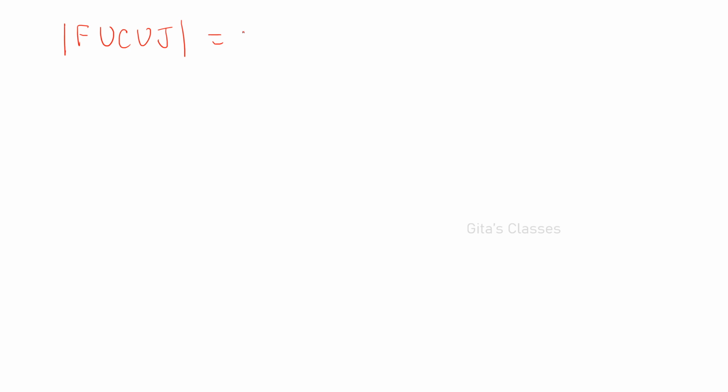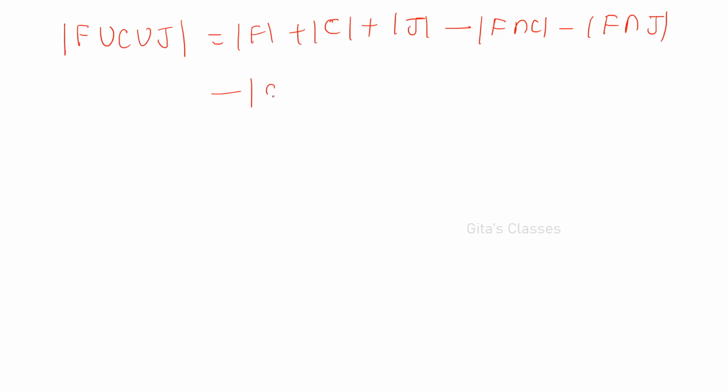F union C union J is equal to, how will you write? This is, you know this, cardinality of F plus cardinality of C plus cardinality of J minus, this is one at a time, cardinality of F intersection C minus cardinality of F intersection J minus cardinality of C intersection J plus cardinality of F intersection C intersection J. Okay. Now substitute all these elements, and you will be getting 202.